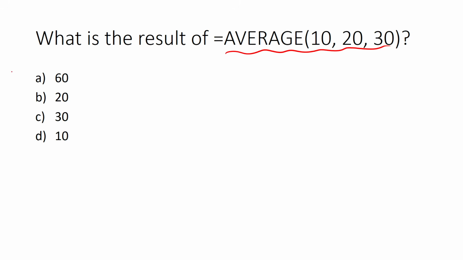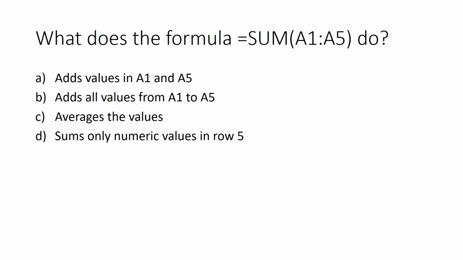Next, what is the result of this function: equal to AVERAGE(10,20,30)? If you do the average, you will get 20. You don't have to calculate it, you just put this function in Excel and it will automatically tell you the average of any numbers. Next question asks what this formula equals: SUM(A1:A5). It is simply selecting a range from A1 to A5.